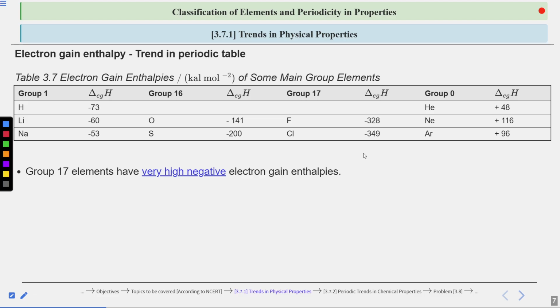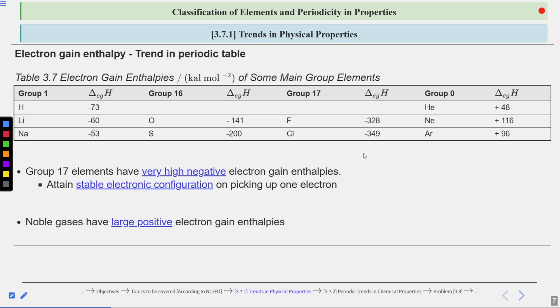Now in this table, we can see the trend. What is the anomaly here that is to be addressed? The first anomaly is the case of positive electron gain enthalpy. As you move from left to right, your electron gain enthalpy should become more and more negative, but in the case of noble gases it is becoming positive, meaning we have to apply extra energy to get the electron into the noble gas. What is the reason behind it? The reason is the complete octet. Since the noble gas has a complete octet, we have to apply energy to give an electron to it.